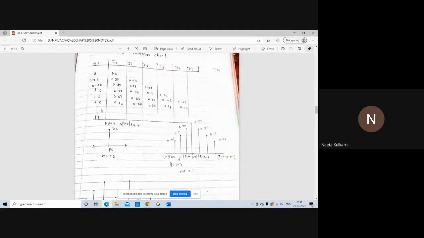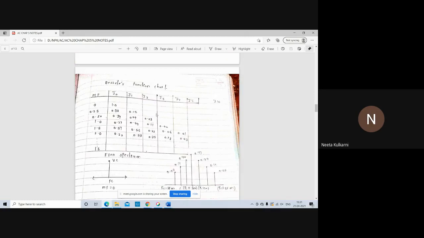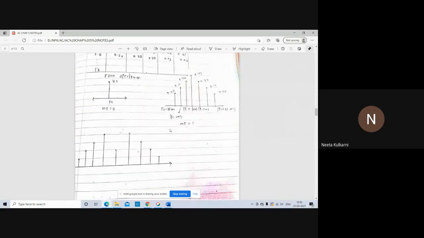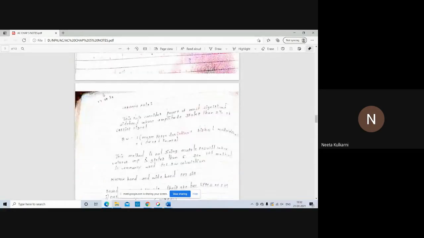That was for frequency. And for voltage, what we have done is use the Bessel function chart. For different values of modulation index, the number of sidebands present in the FM are different. Okay, so these are the different frequency spectrums for different values of modulation index. Then we have seen the equation for bandwidth of FM.